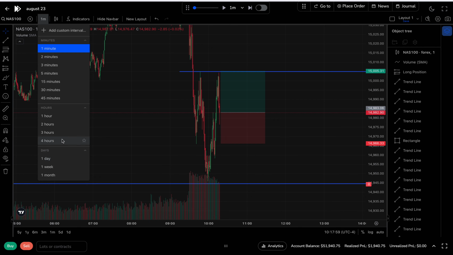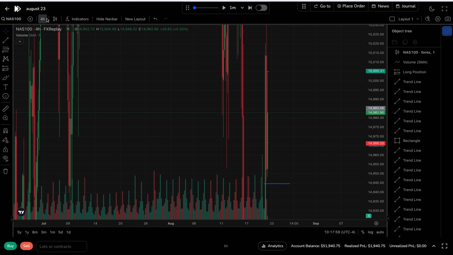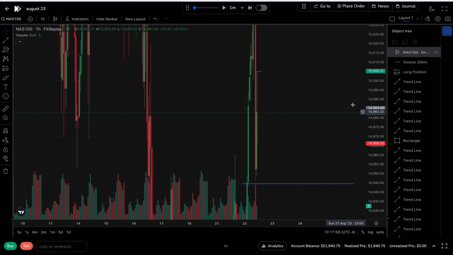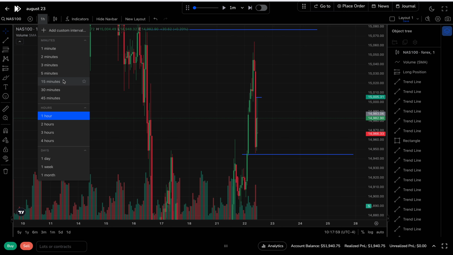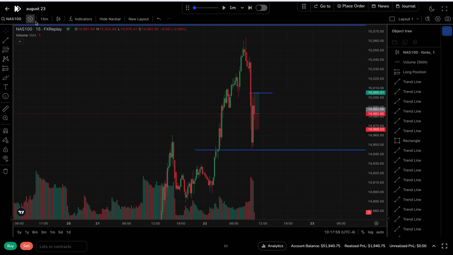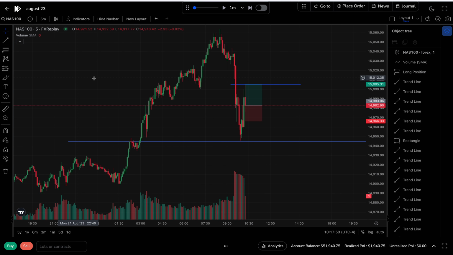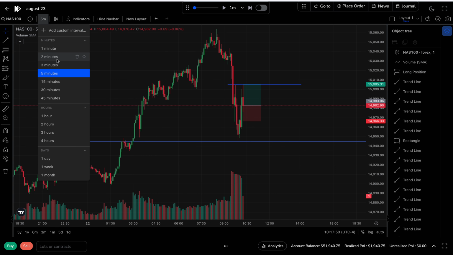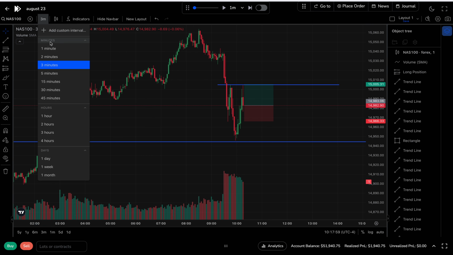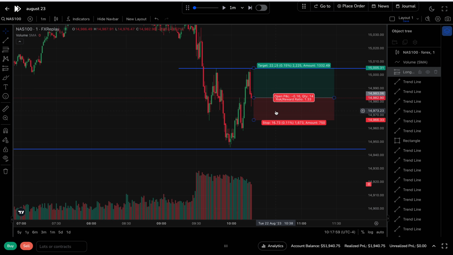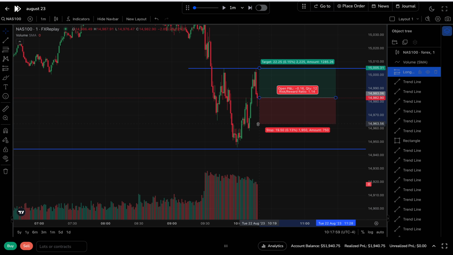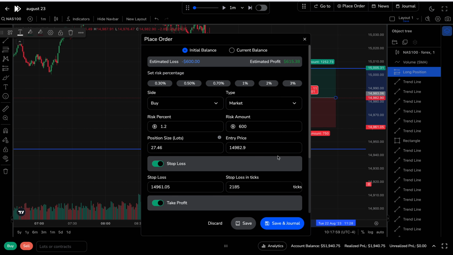The thing that's scaring me is this unfilled 4-hour gap. Okay, we unfill 15-minute right there. 5-minute inverse. I'm going to take this stop loss, 1-to-1.